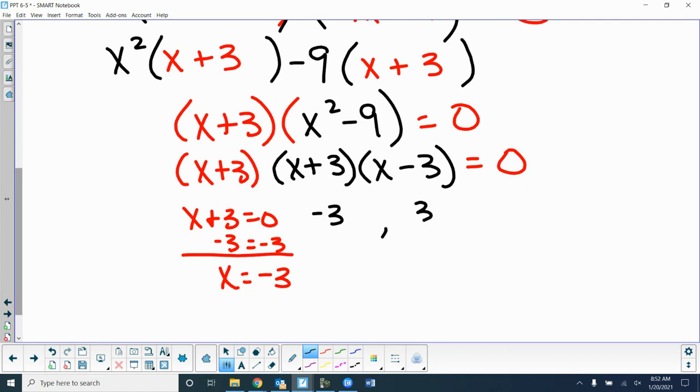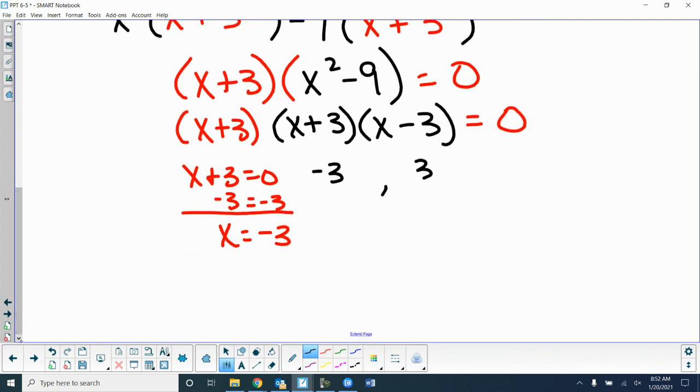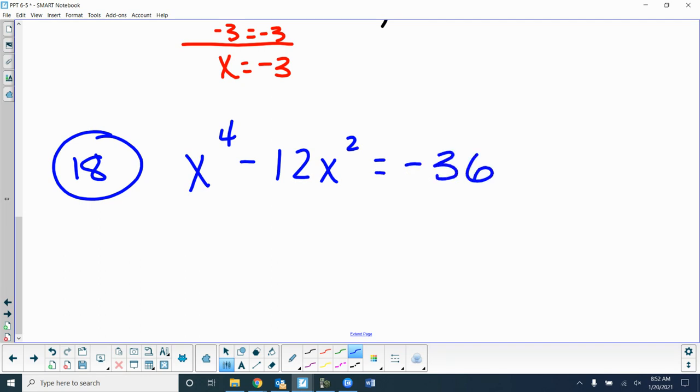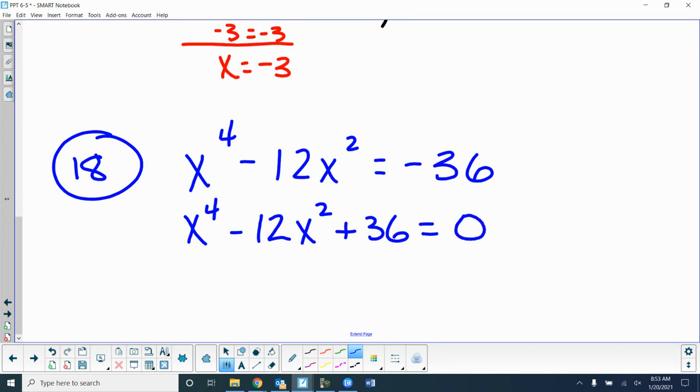You guys want to look at 18? Okay. We've got x to the 4th minus 12x squared, I think it's -36, right? Yeah. All right, so bring this 36 over. So I have this trinomial then, and I add the 36 when I bring it over.